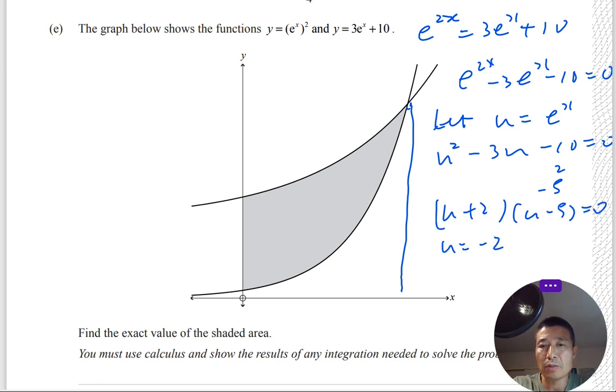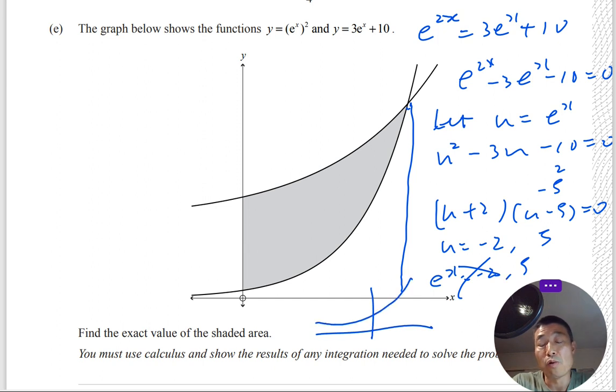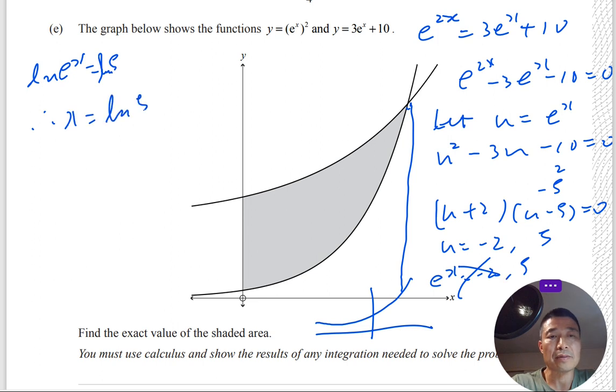That means that u must be negative 2 or 5, meaning e to the power of x is negative 2 or 5. Now, e to the power of x can't be negative 2. You know why? E to the power of x is an exponential graph, always positive, never negative. So it's got to be 5. So e to the power of x is 5. That means when I take natural log, x equals natural log 5, isn't it? So that point there is natural log 5.